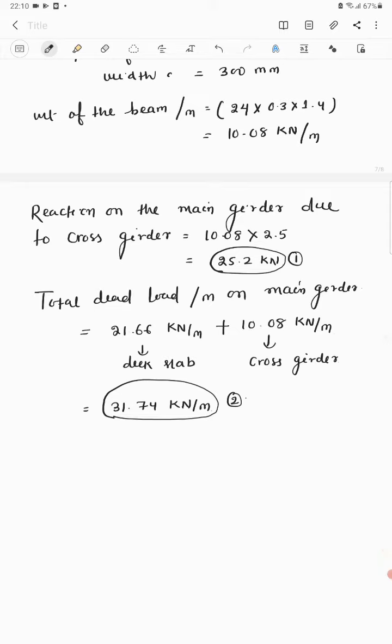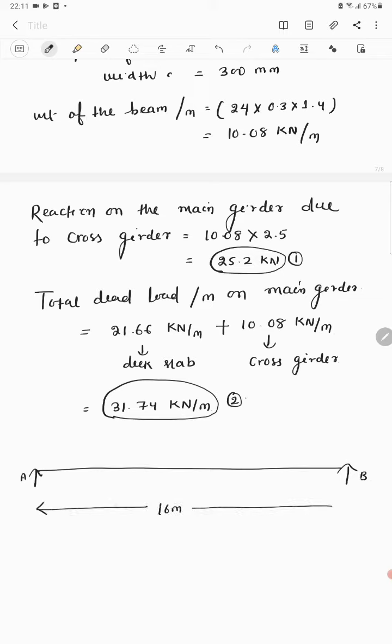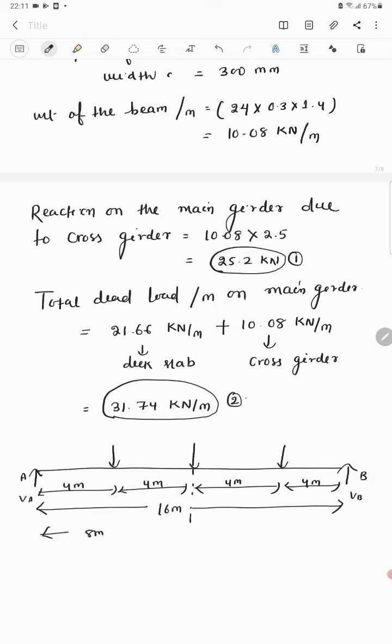Okay, so if we draw, this is A, this is B, this whole length is 16 meter, the total span is 16 meter, and there are three longitudinal girders. So this distance is how much? 4 meter each. Okay, so here you will have VA, this will be VB. So this will be the CG, so this will be 8 meter.